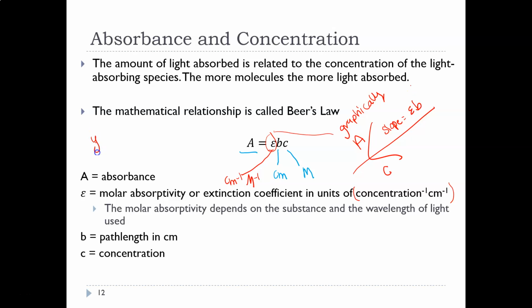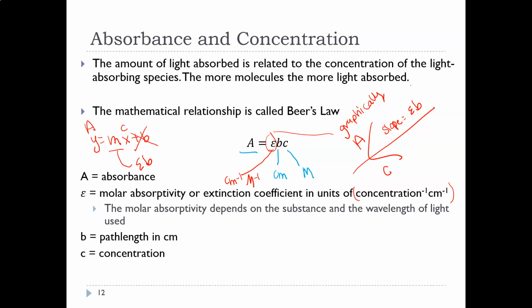Like in the y equals mx plus b, y is A, x is C, b we're saying is 0, or we're ignoring it, m, which is the slope, corresponds to the extinction coefficient times the path length. Well, if you already know the path length, you can take the slope and put in the path length and solve for the extinction coefficient. So that's how we typically do this graphically, is we get a straight line from the slope.